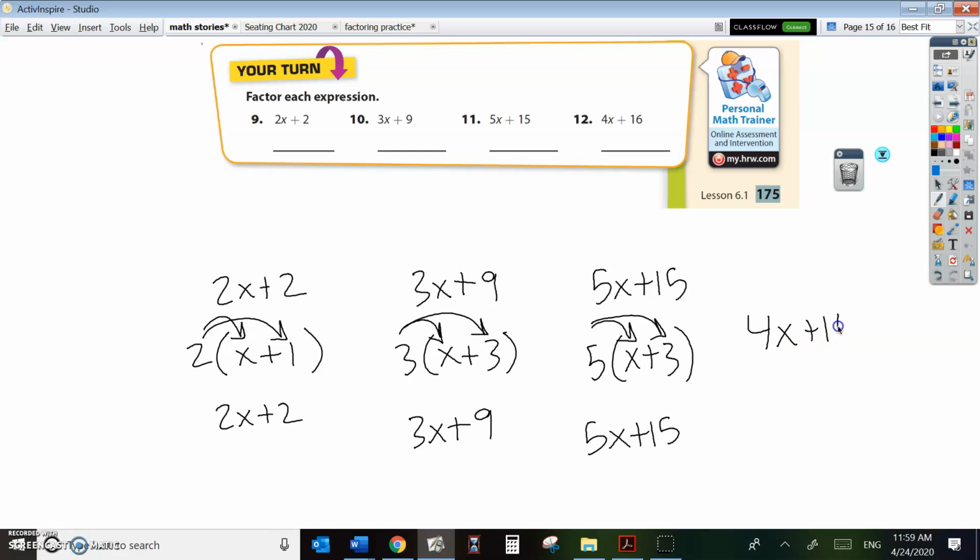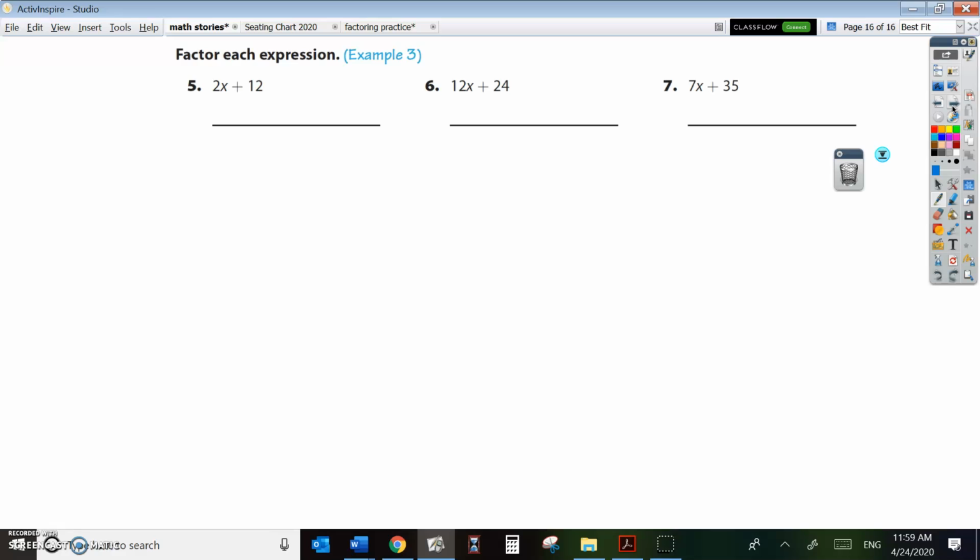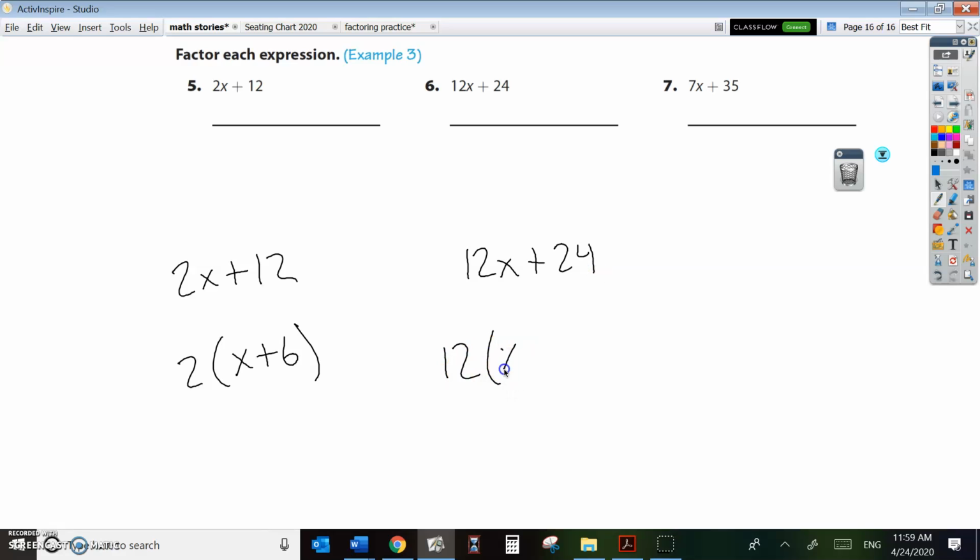4x plus 16. 4 is a factor. X plus 4. Distribute to check. 4x plus 16. 2x plus 12 is going to be x plus 6. 12x plus 24 is going to be 12, x plus 2. 7x plus 35 is going to be 7, x plus 5.